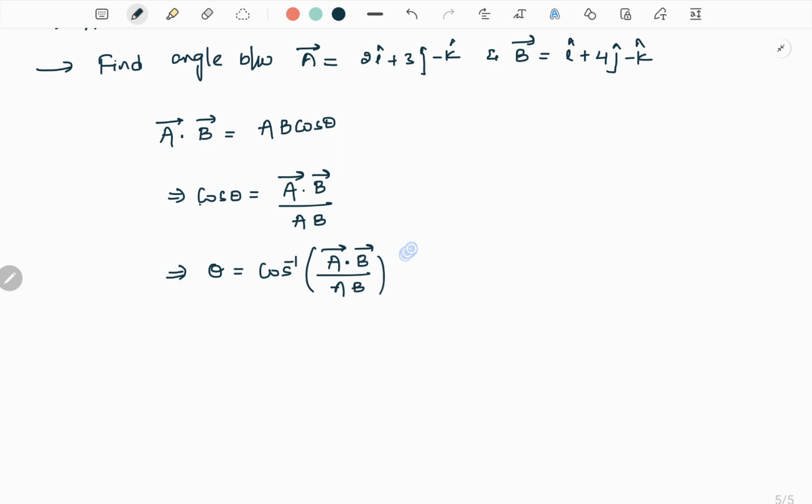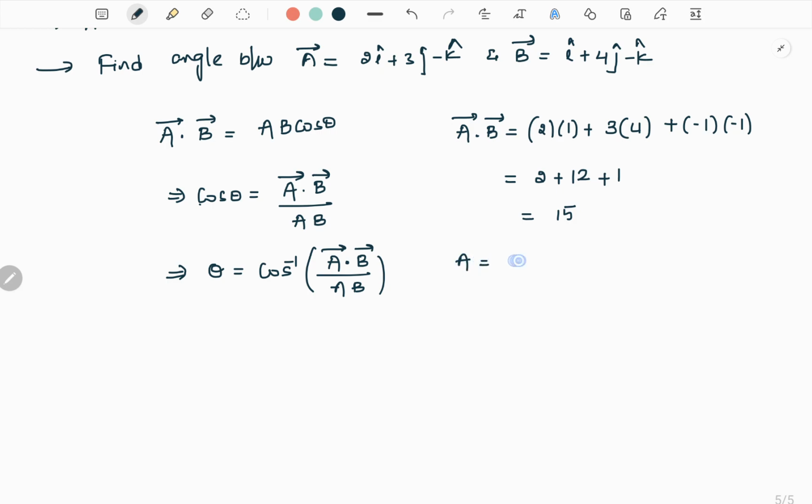Okay. So since both vectors are given in vector form, that is in terms of their respective components, we can find the dot product easily. A bar dot B bar, if you calculate, you will get it as 2 into 1 plus 3 into 4 plus minus 1 into minus 1. So this would be 2 plus 12 plus 1, which would be 15.